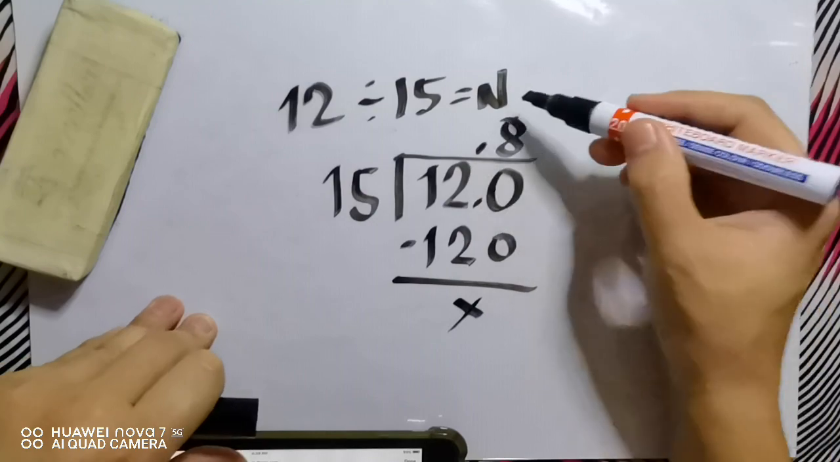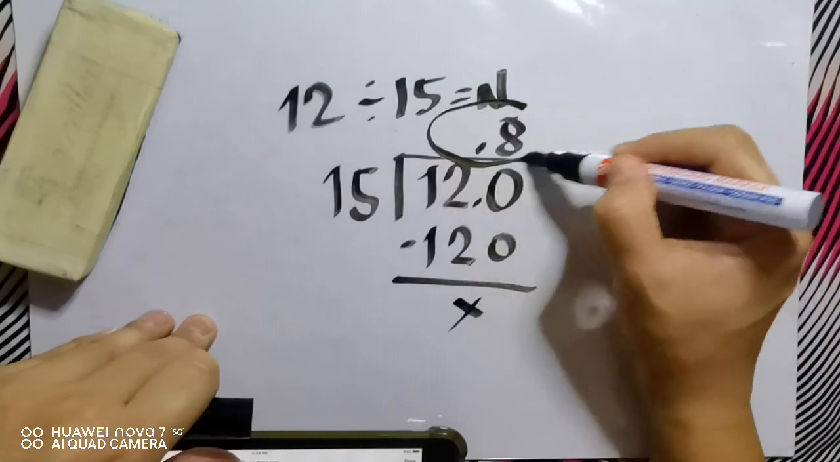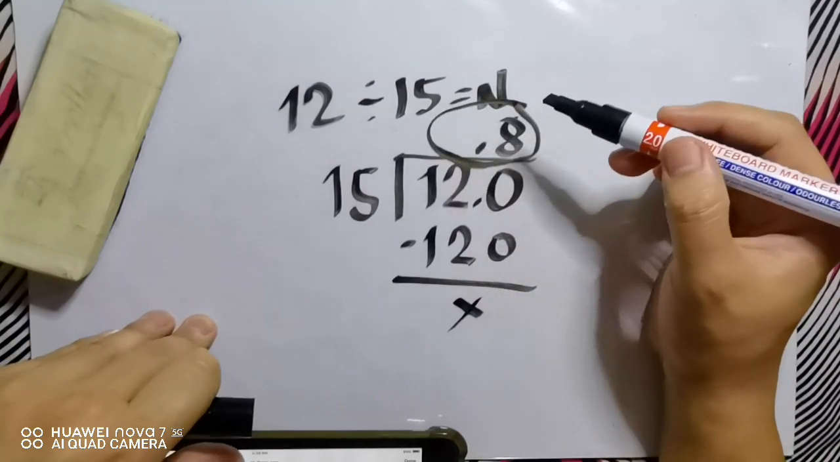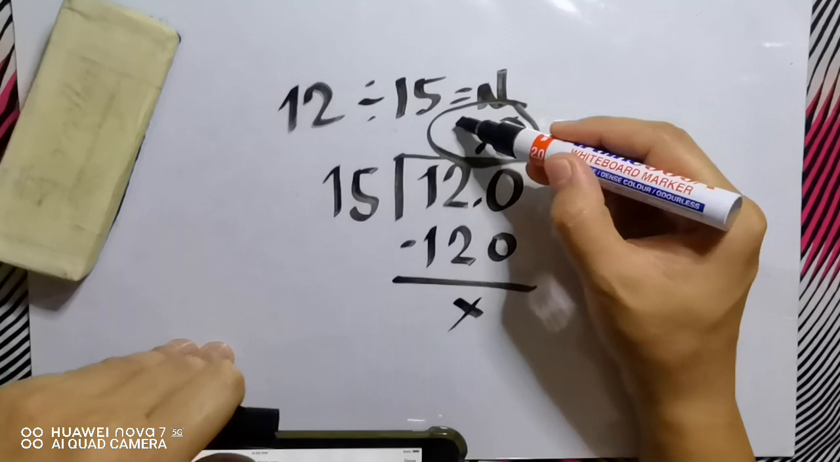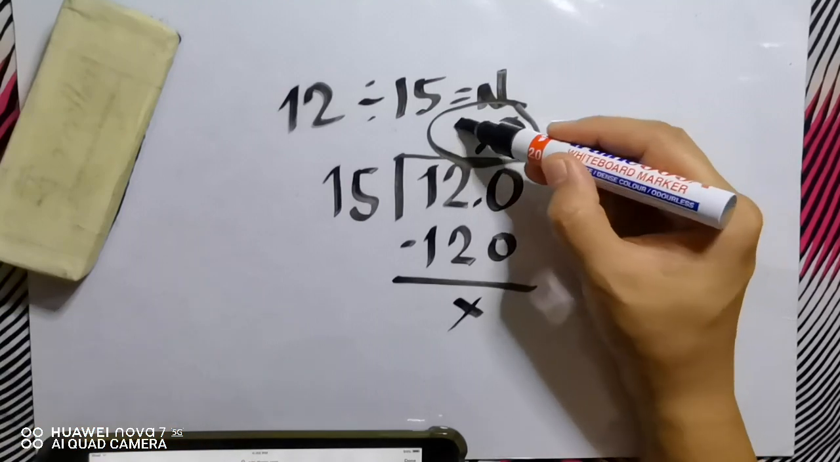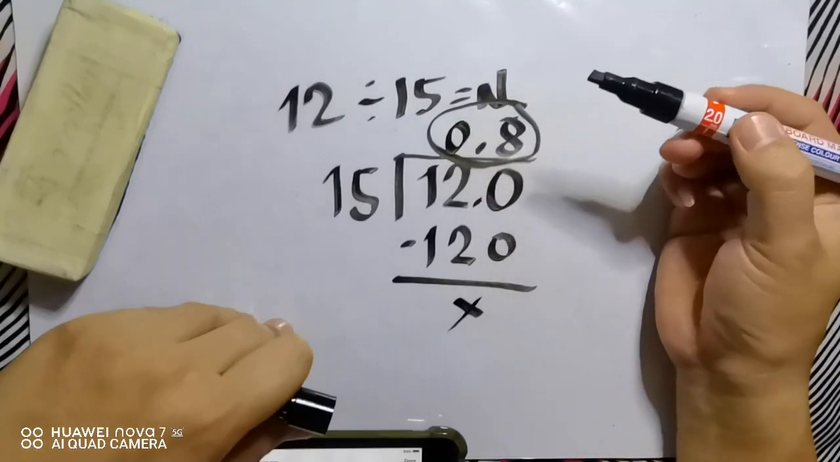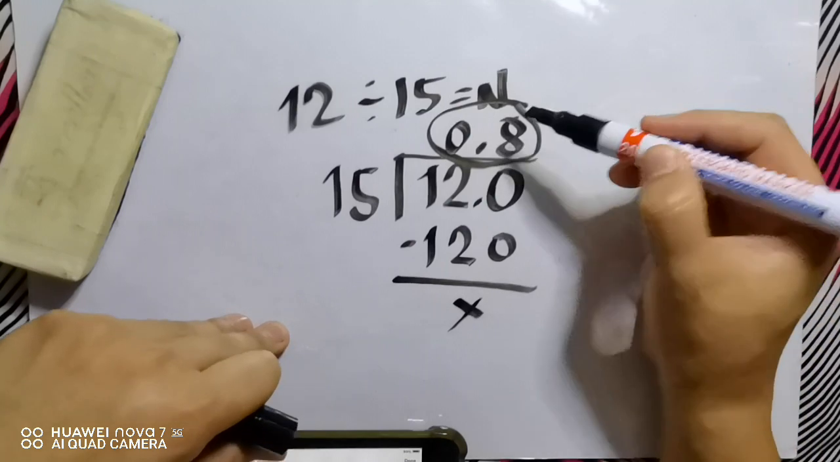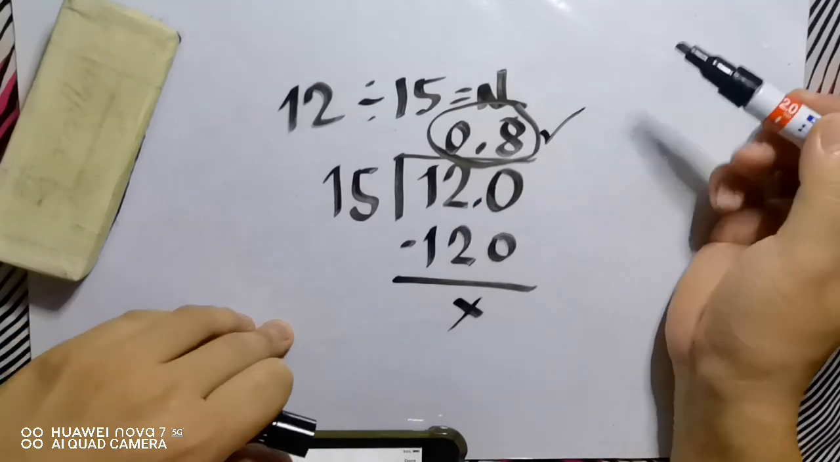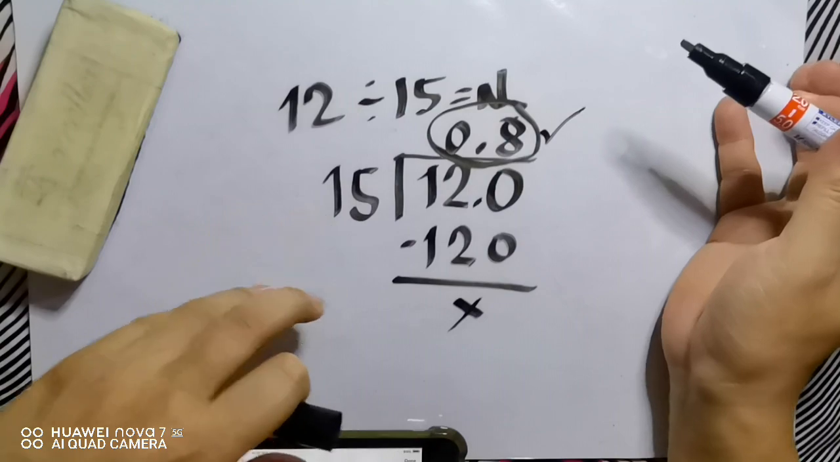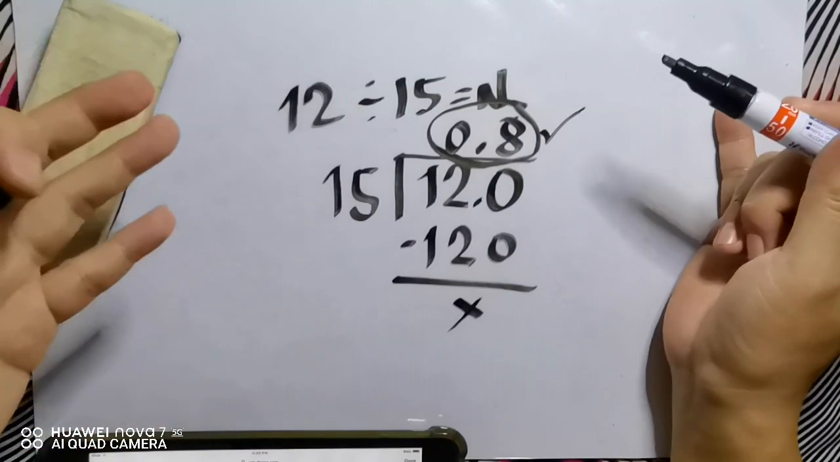Taas lang. Okay? So, therefore, the answer is 8 tenths. Or, pwede ka maglagay dito ng 0 kung ikaw ay nalilito, para maging 0 and 8 tenths. So, ito na yung iyong magiging sagot. Now, if you're having doubts kung mali talaga, you can always check your answer.